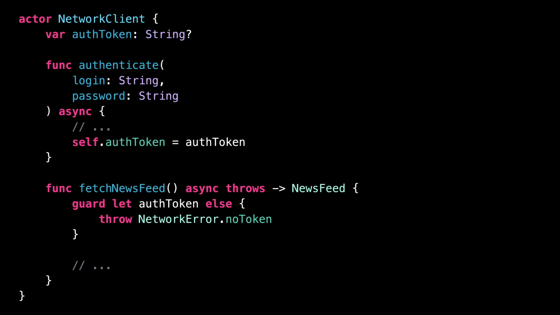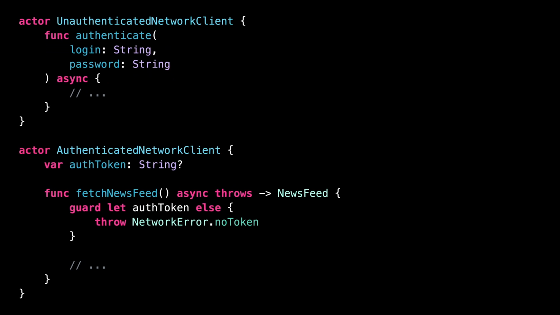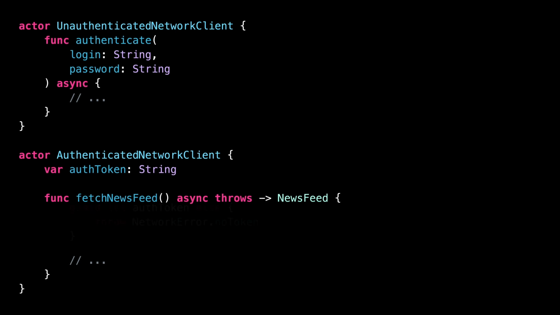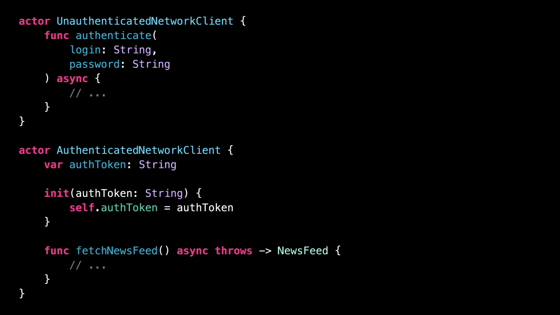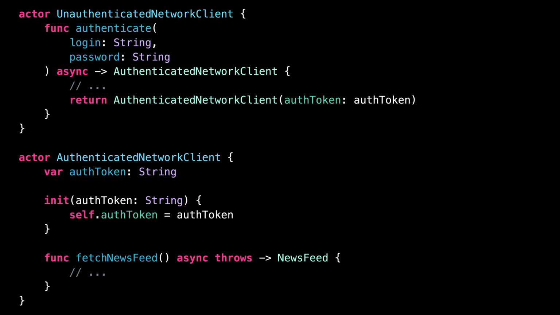Here's how it works. First, we split our network client into two parts. On one side, an unauthenticated client, and on the other, an authenticated client. Then, in the authenticated client, we make the token non-optional. This means that in order to initialize an authenticated client, it will now be mandatory to provide a token. Finally, we also update the unauthenticated client so that the method authenticate now returns an authenticated client.